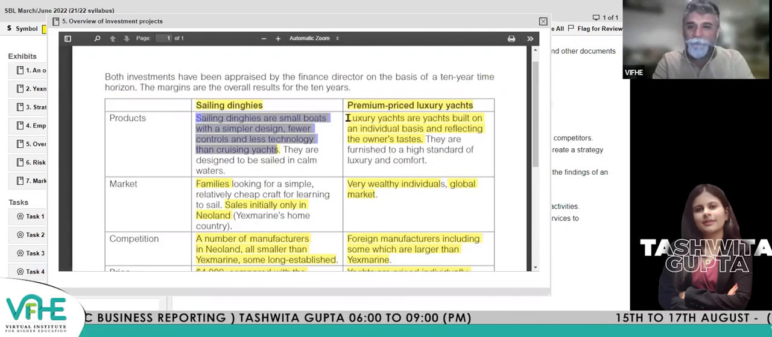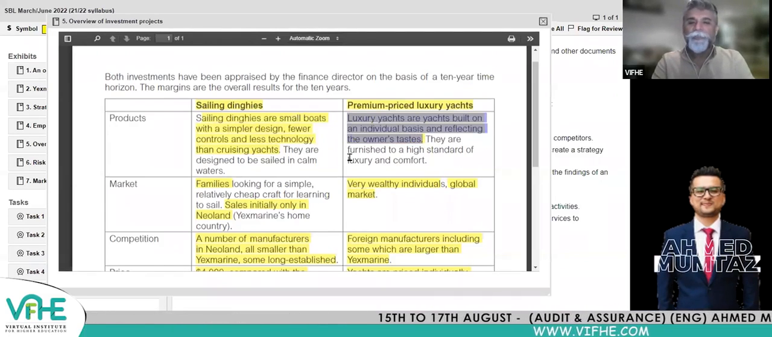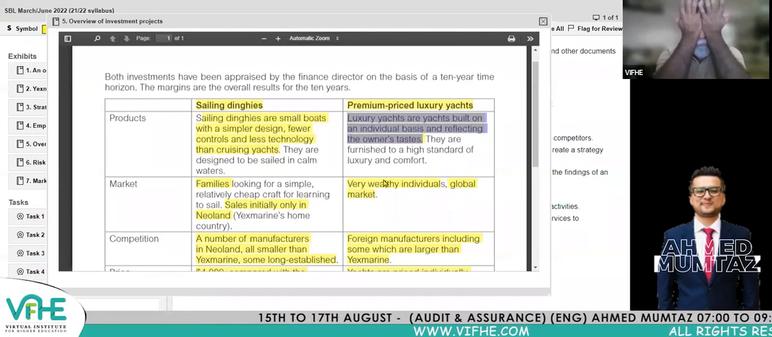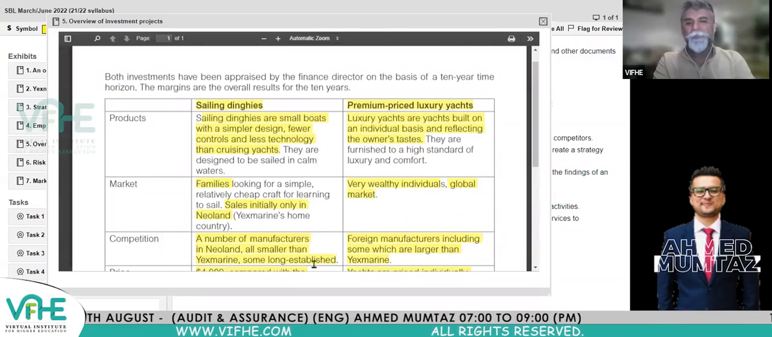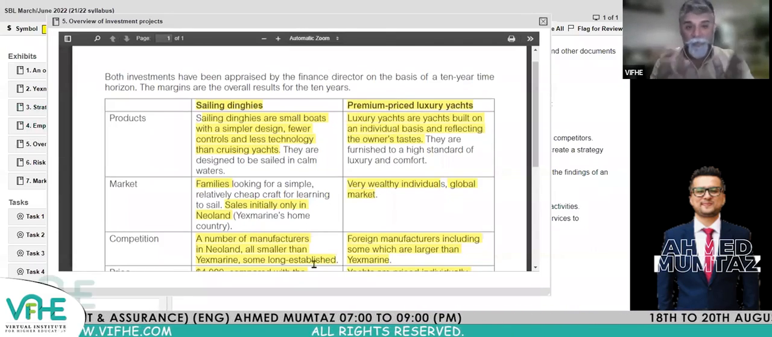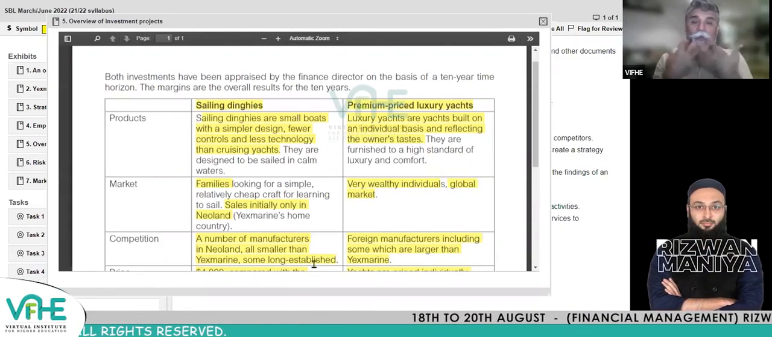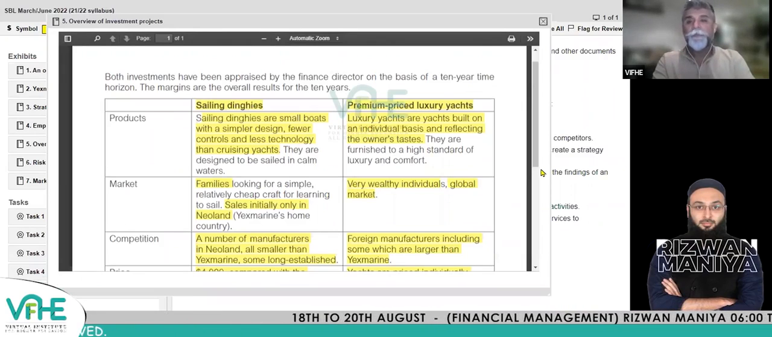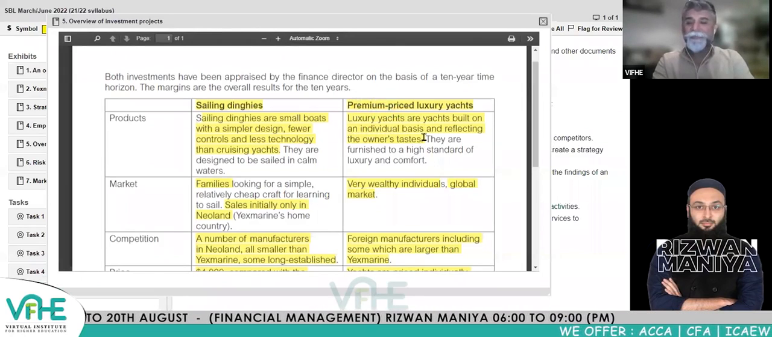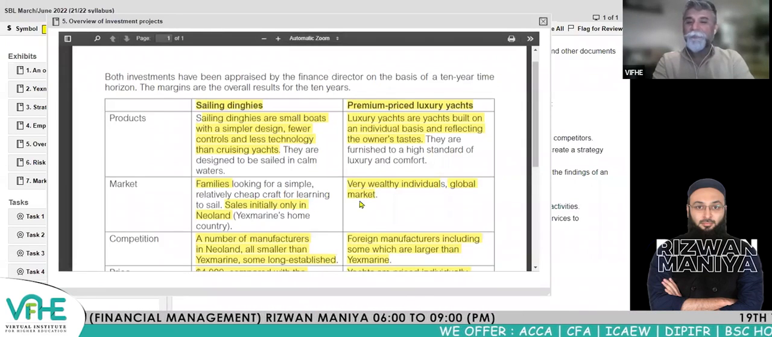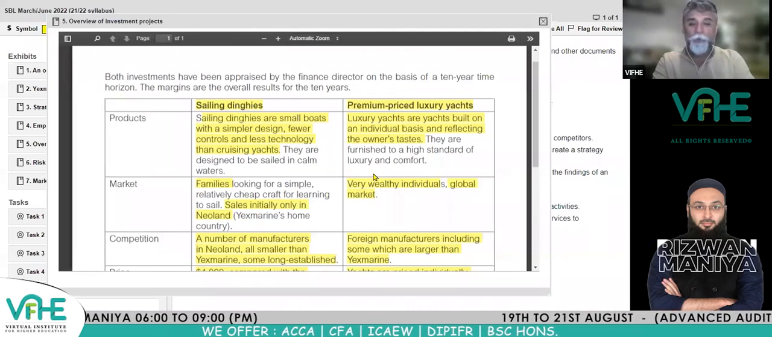Whereas this one, what's the good thing? What do you think about this? Should we go for this one? Premium luxury yachts? Tell me a good thing and a bad thing. Yes, very good. Prior experience. So we have a lot of experience in manufacturing yachts. But I can sense one negative point here. There's something customized. Very good. That's a con, right?